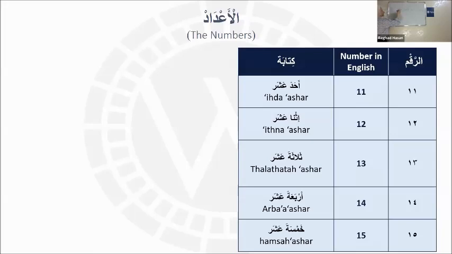As wahid is one, I will delete the waw and I will just write ahad and then I will write ashar. Okay, so ahda ashar, 11, ahda ashar.